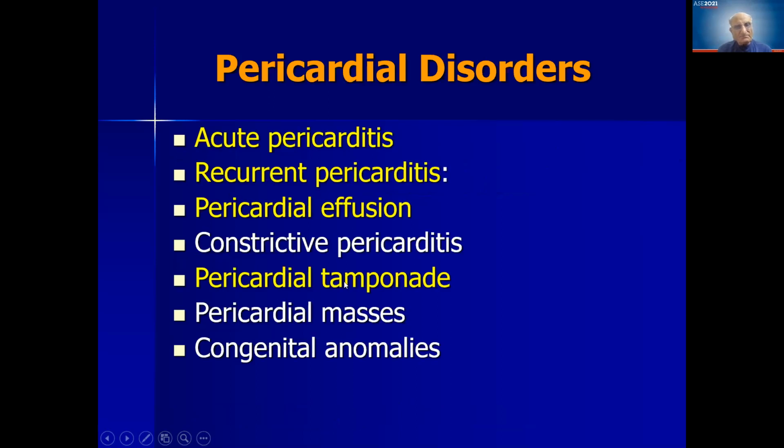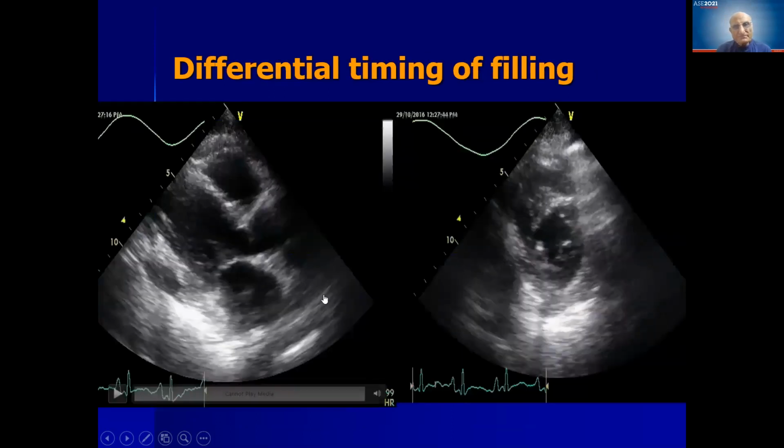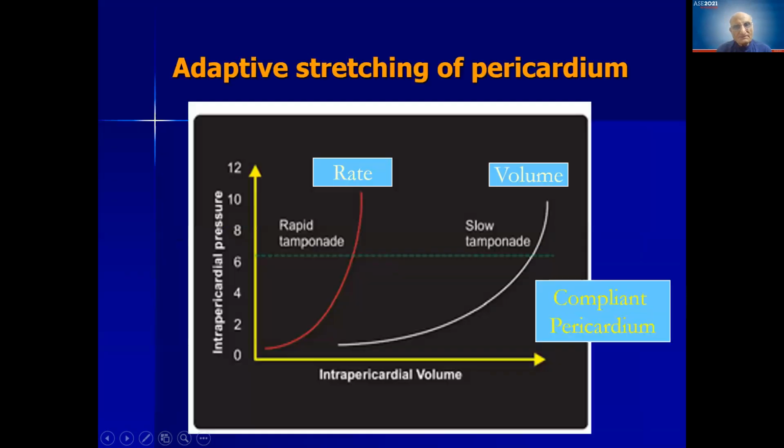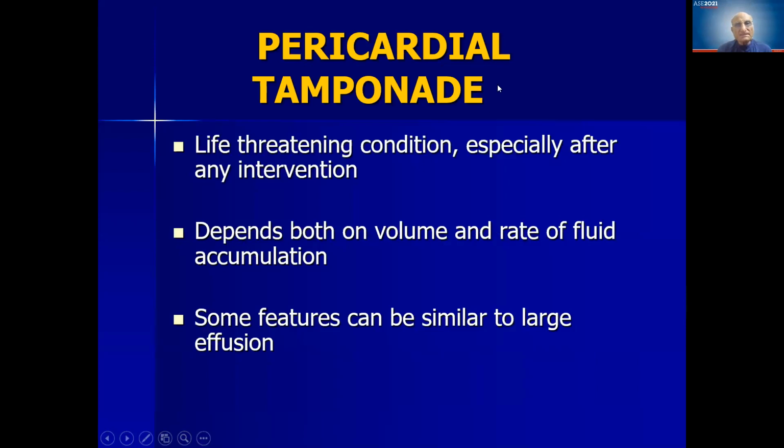Now we come to pericardial tamponade, and the first few slides will be a bit confusing for you, but if you try, you will get some sort of an idea. Now, this pericardial tamponade is a life-threatening condition, especially after any intervention. Suppose a patient has undergone bypass surgery, angiography, angioplasty. Then it can be a life-threatening condition when you develop it. It depends upon the rate of fluid accumulation and the volume of fluid accumulation. I will explain to you just now. And some features can be like a large effusion.